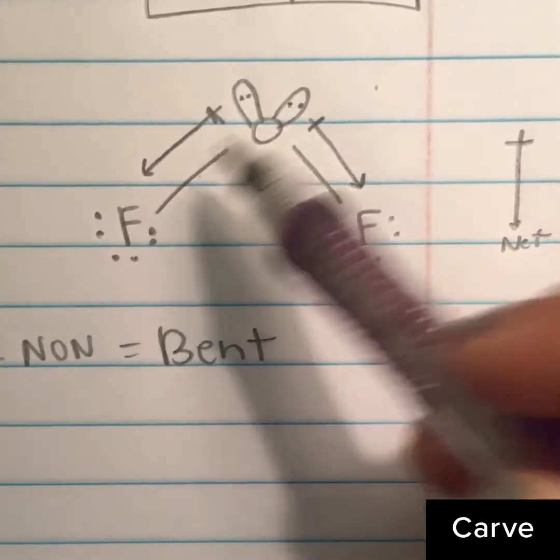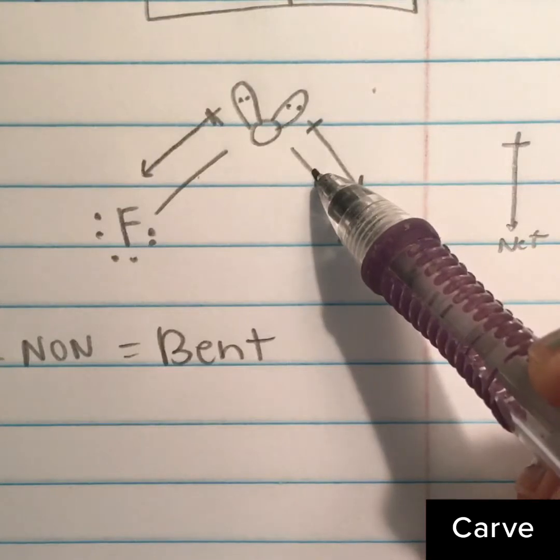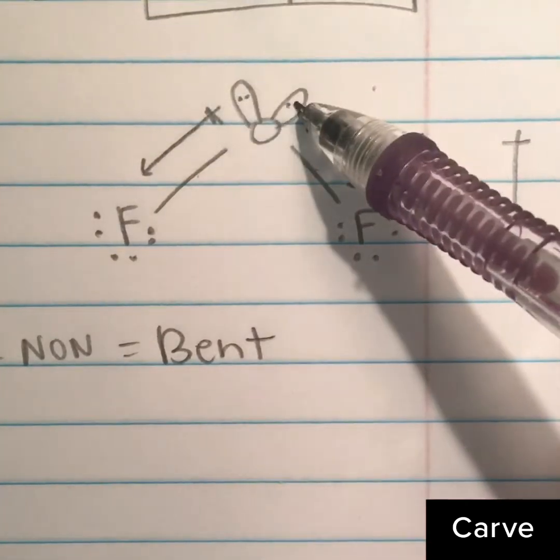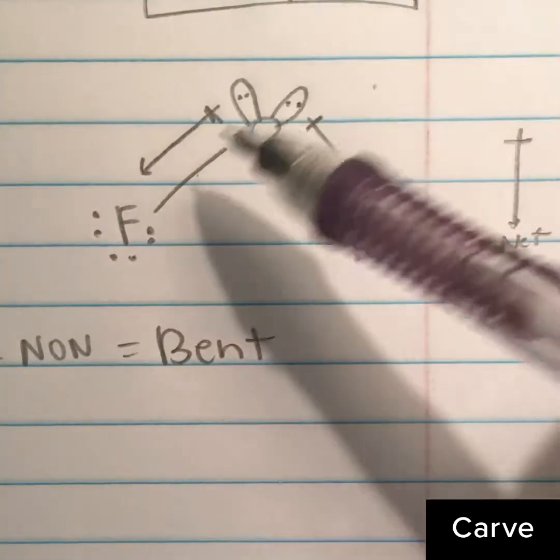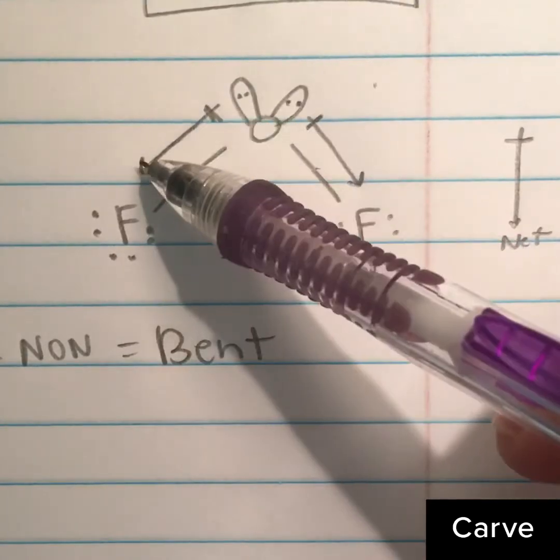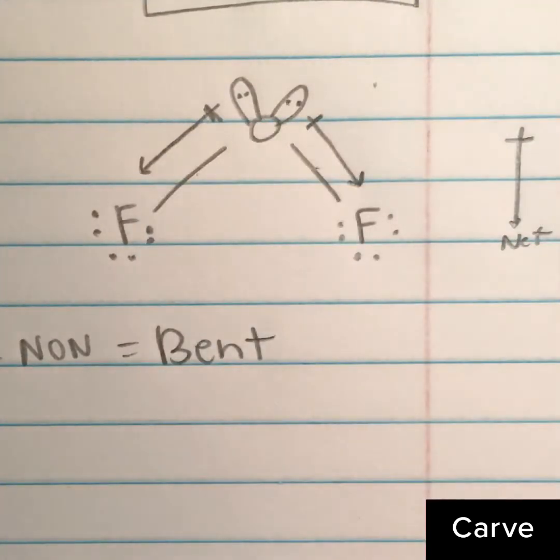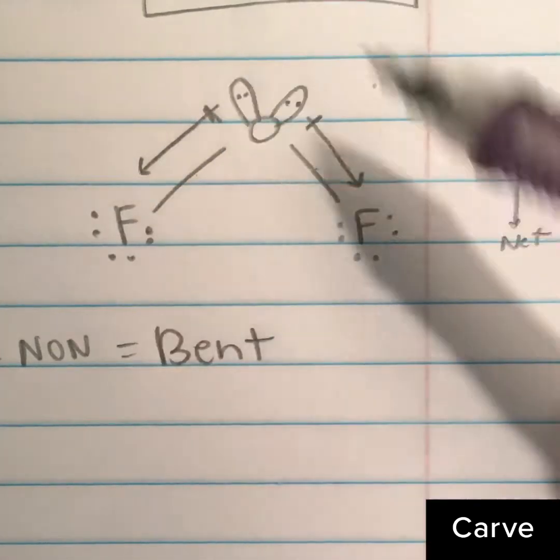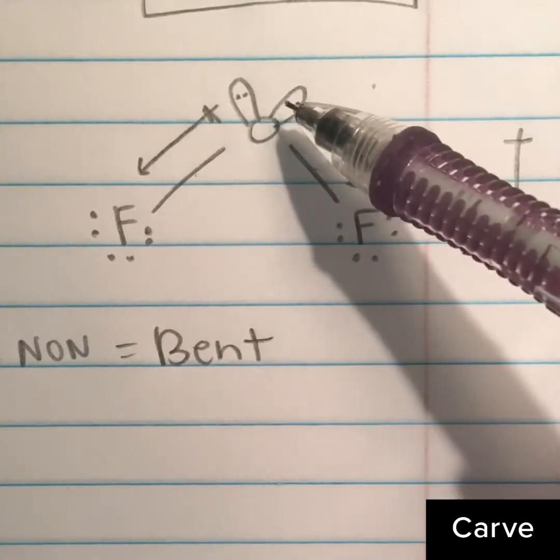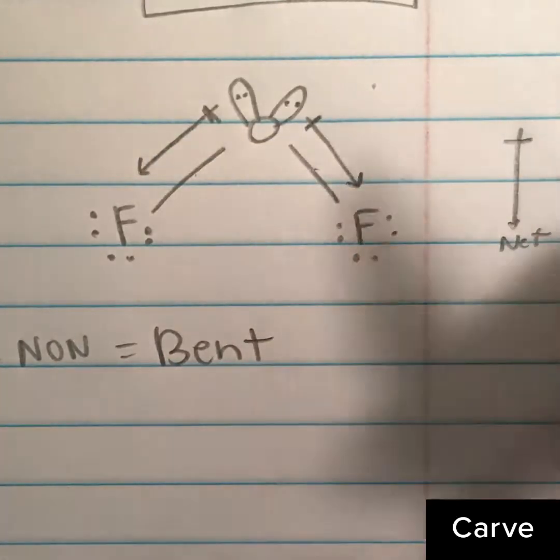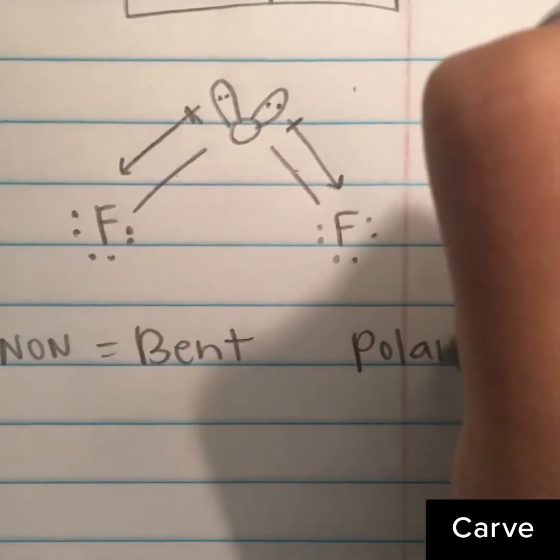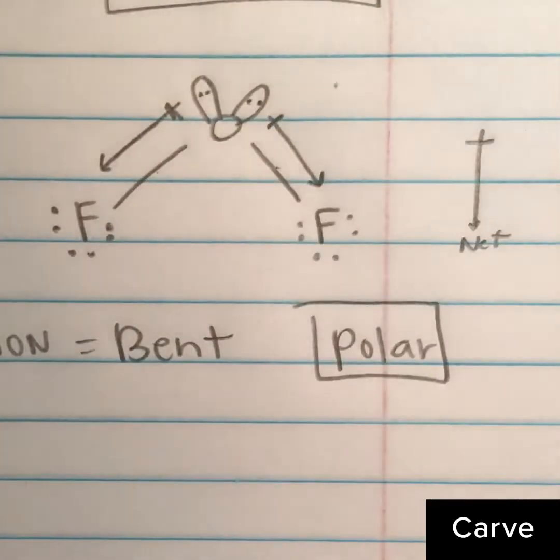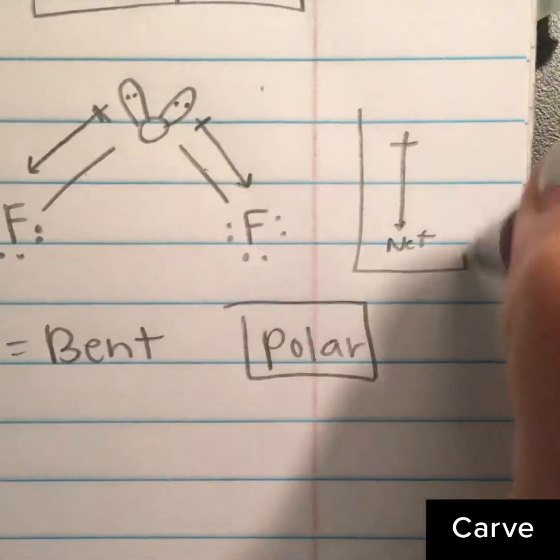So you have 2 bonding bonds, and then these 2 up here are your non-bonding pairs, and your dipoles are pointing down towards your higher electronegativity F's. And so since all the bonds are different, you have 2 non-bonding and 2 bonding, that means that this one is going to be polar, and your net dipole is going to be pointing downward.